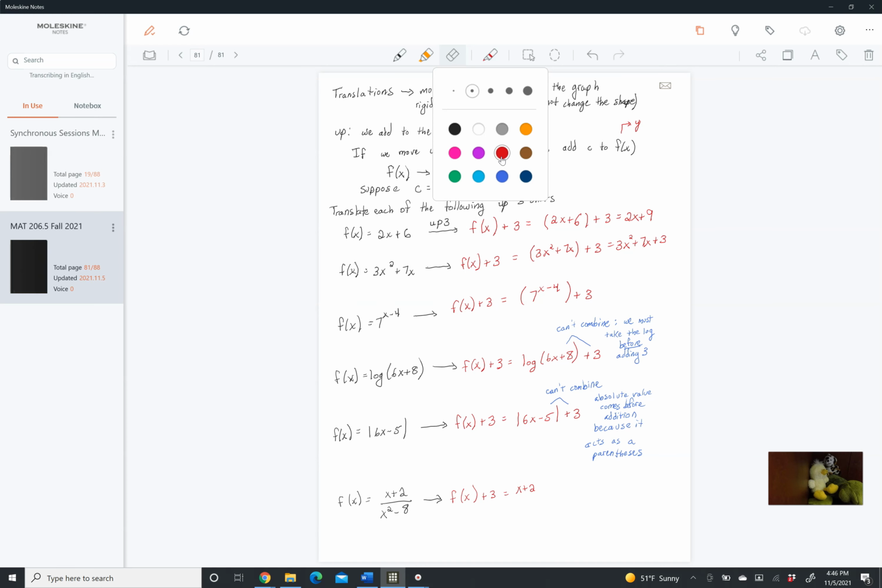So we're taking the function x plus 2 over x minus 8, and we're adding 3 here. To combine this, you would need a common denominator. We're not really talking about the algebra in this video, so we're not going to take the time to actually do that. But you would need a common denominator. Okay, so this is if we translate up 3 units. Let's change this. Let's say that we're translating down 3 units.